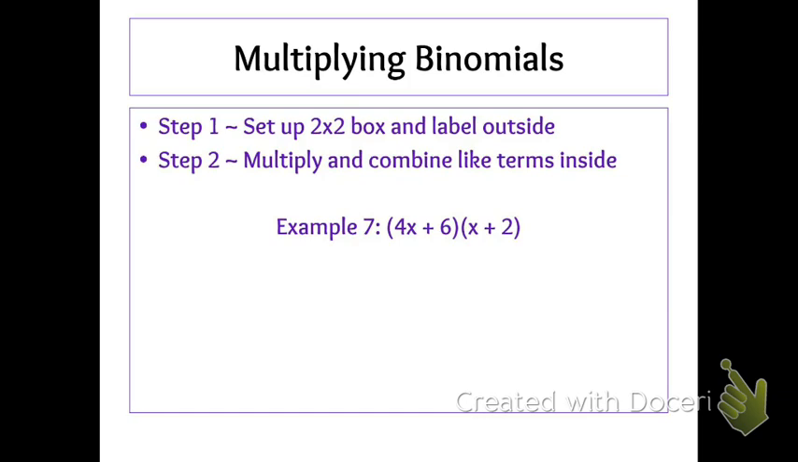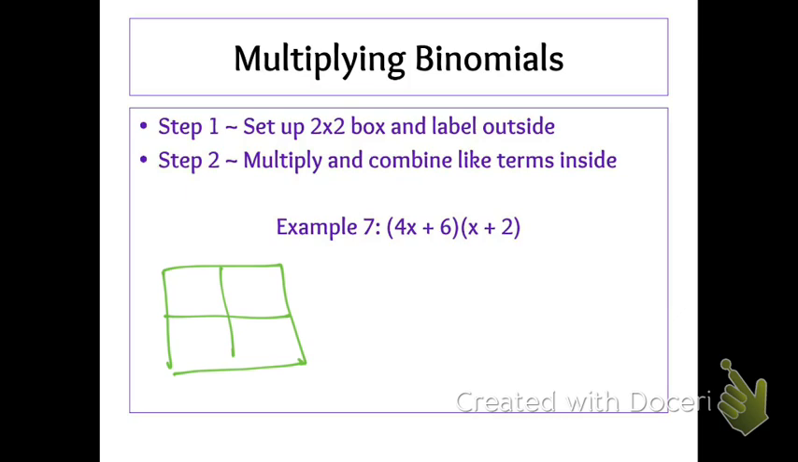If you're going to use this box method or this area model, your first step is to set up a 2 by 2 box. The reason it's 2 by 2 is because you're doing a binomial times a binomial, something with two terms times two terms. If you were to do something with a trinomial, that had three terms, then one side of your box would have three sections on it. It might be a 2 by 3 box if you were going to do a binomial times a trinomial, for example. So here is what your 2 by 2 box looks like.